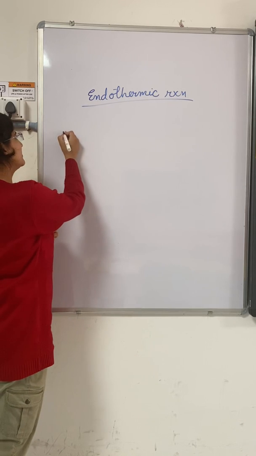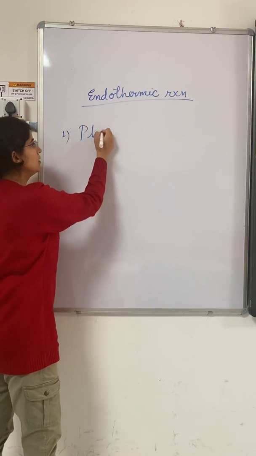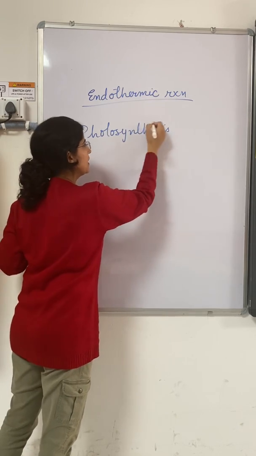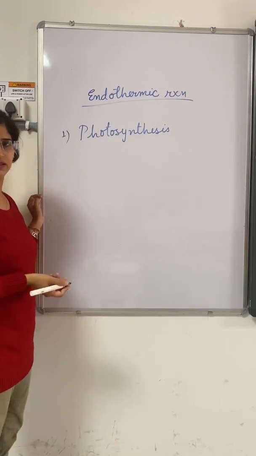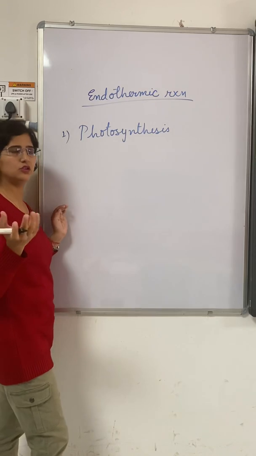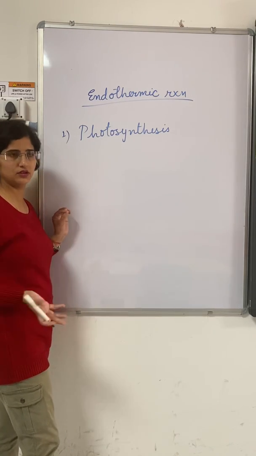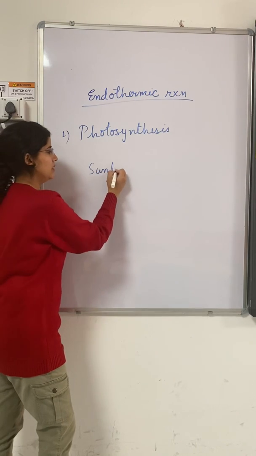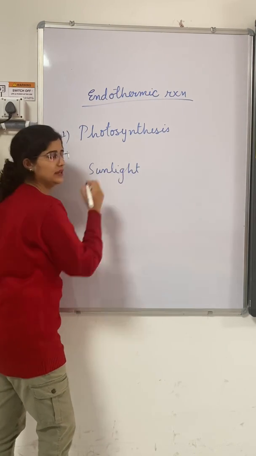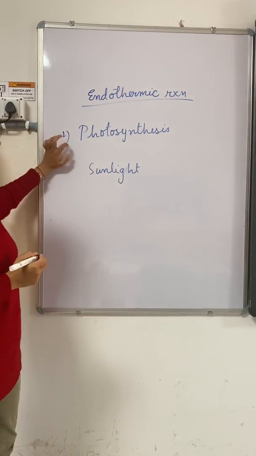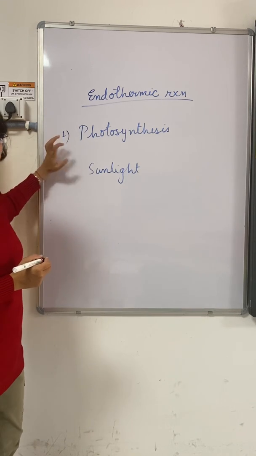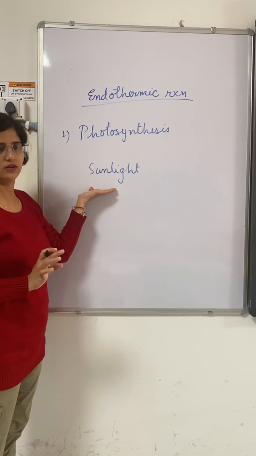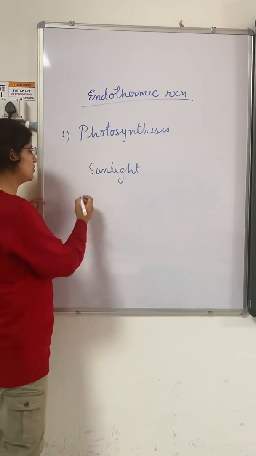We'll take a very famous example, photosynthesis. What happens in photosynthesis? As you might have been studying since 4th or 5th class, sunlight is required. Without sunlight, photosynthesis can't take place. So it needs a form of energy to produce something. See what happens in photosynthesis.